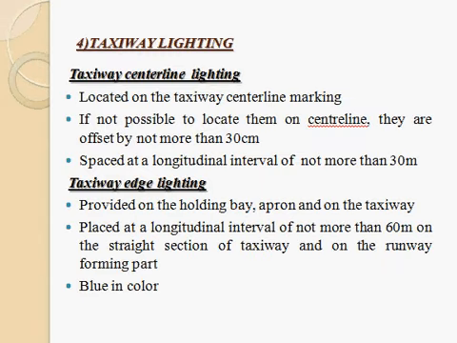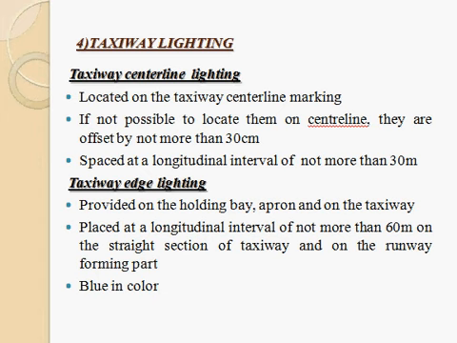Next is taxiway lighting. In the case of taxiway lighting, there are different types of lighting. The first one is taxiway center line lighting. We prefer to place the lighting on the taxiway center line, and if that is not possible we can offset it by not more than 30 centimeters from the center line, and it is placed at a distance of not more than 30 meters along the longitudinal direction.